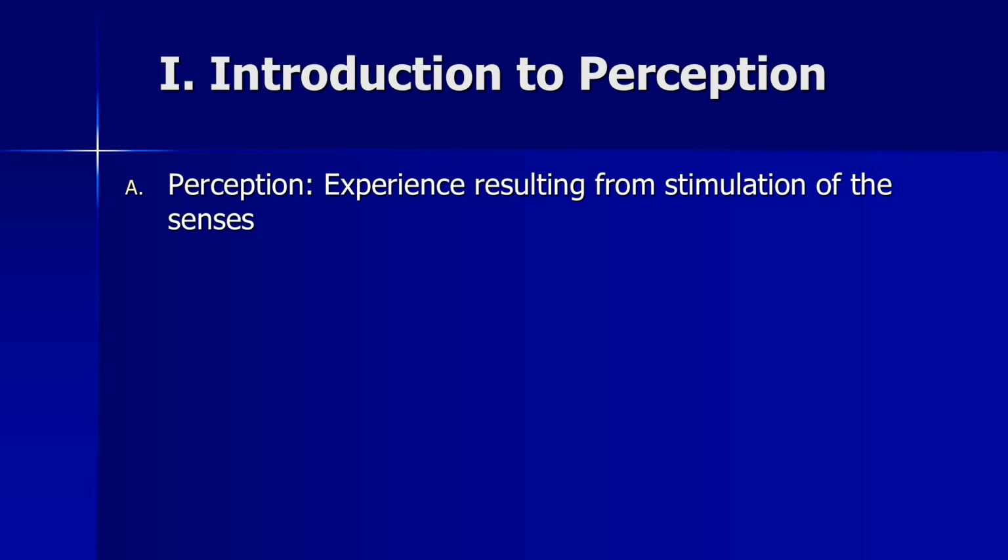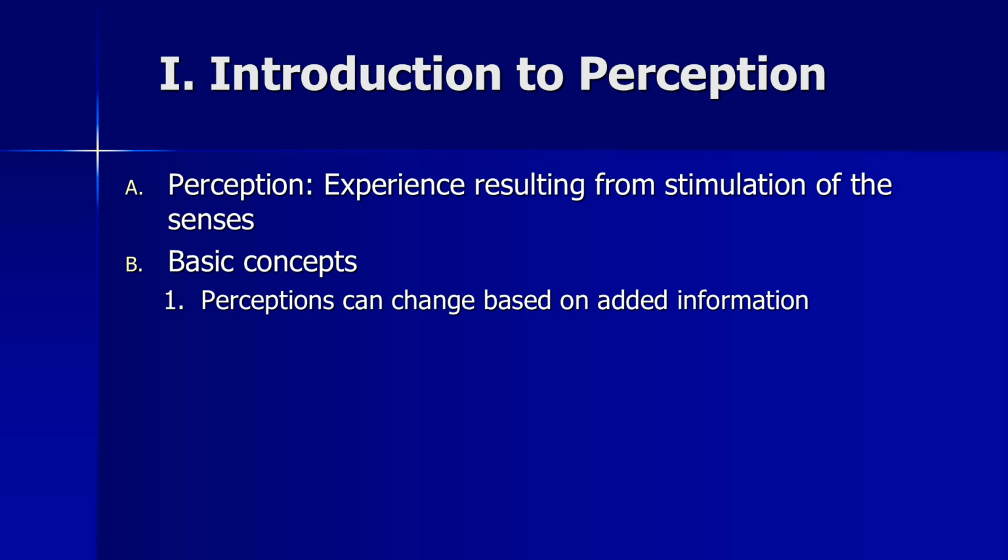First thing I want to introduce is basically what perception is. This is, of course, any experience resulting from the stimulation of the senses. We'll talk in a little bit about how sensation and perception are related but different events. Sensation is activation of the sensory systems. Perception is our conscious experience of that.